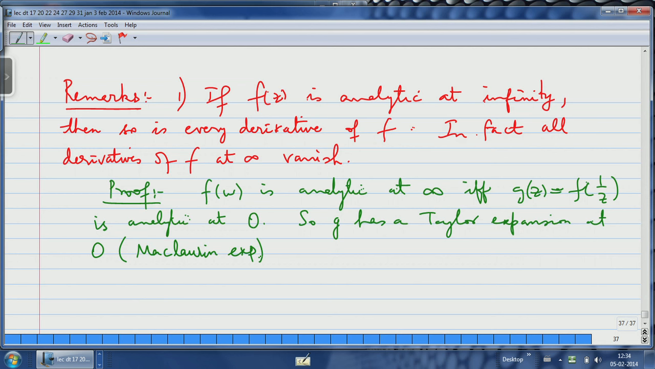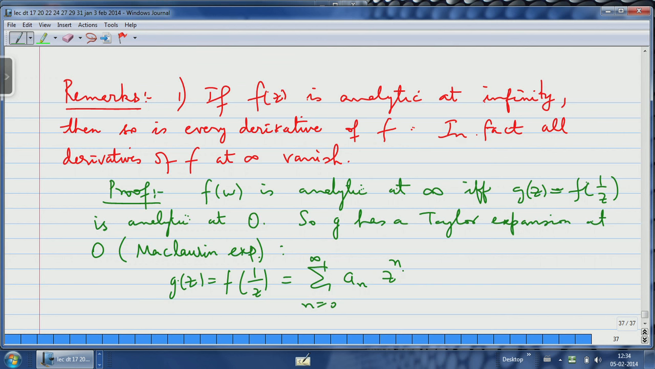The Maclaurin expansion is actually the Taylor expansion at the origin, at 0. And what is the Taylor expansion? It is just g of z, which is f of 1 by z, equal to sigma n equal to 0 to infinity a n z to the power n. This is what the Taylor expansion is, and you know that the a n's are the derivatives.